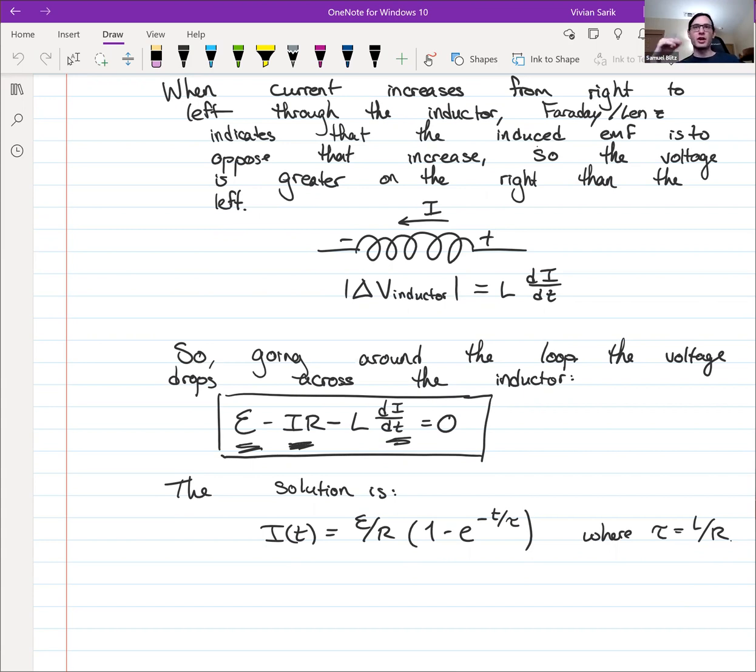If the current goes from 0 to 5 amps instantaneously, that's a bigger change than if the current goes from 0 to half an amp instantaneously. So the inductor will have less of an effect in cases where the current decreases by less.